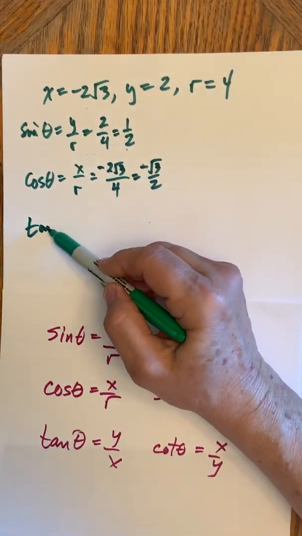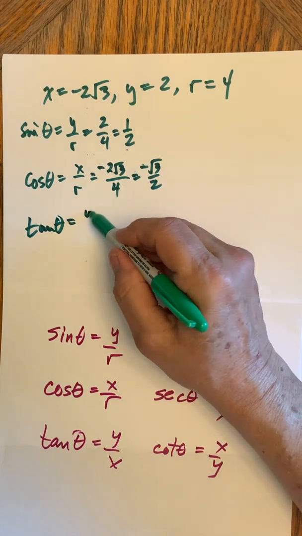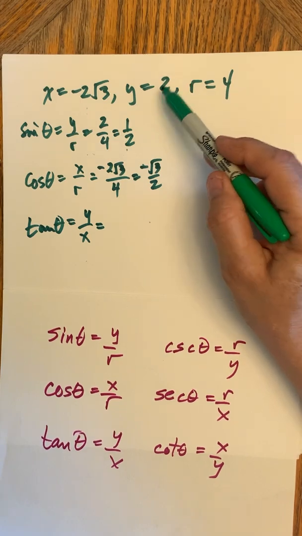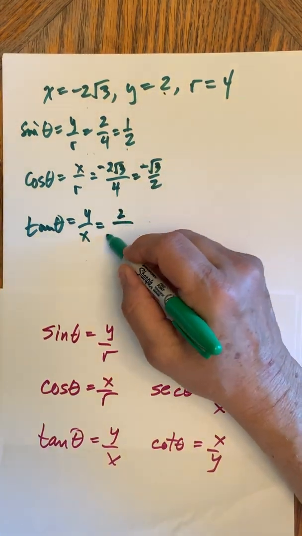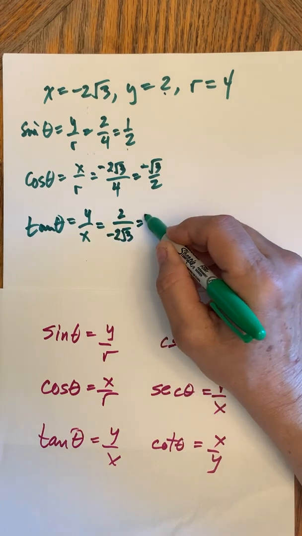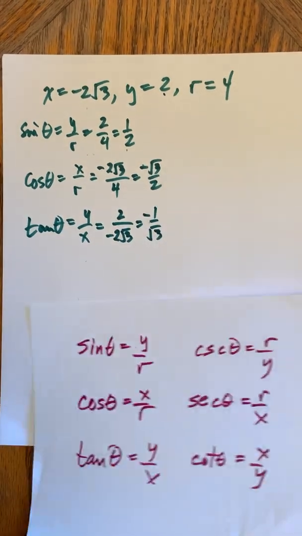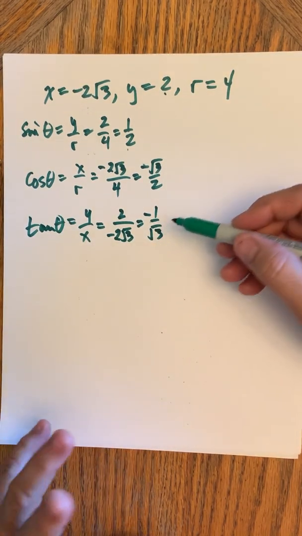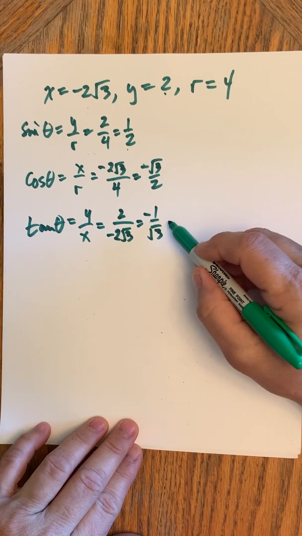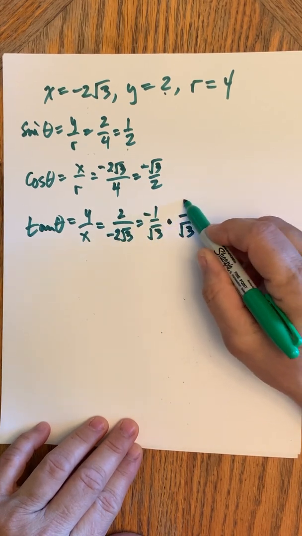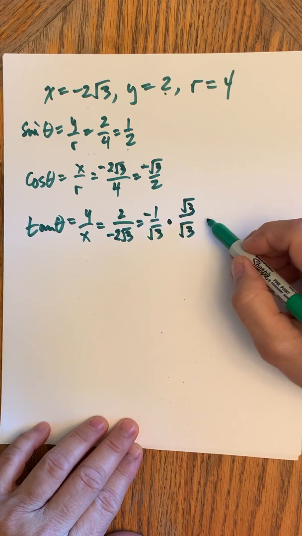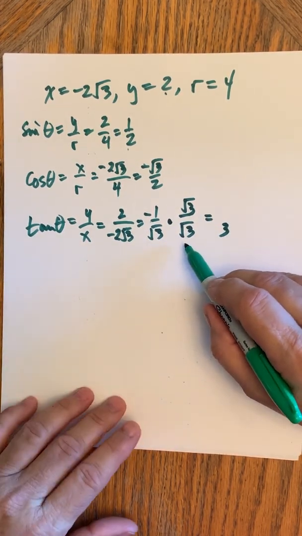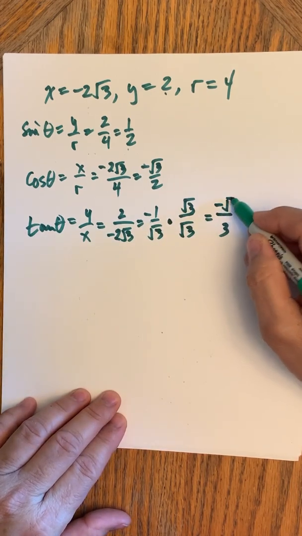And then tangent is y over x, which in our case is 2 over the -2 square root 3, which is -1 over square root 3. Now, they're going to want you to rationalize, so you can't have a radical in the denominator. So I'm going to multiply by 1, and when I do that, the denominator will be a whole number. The denominator won't have any radicals. And here I have negative square root 3 over 3.